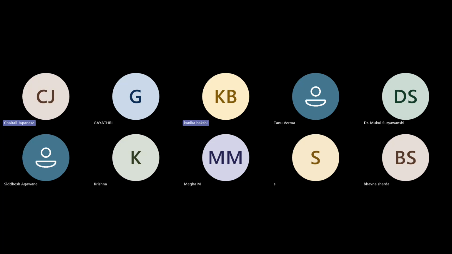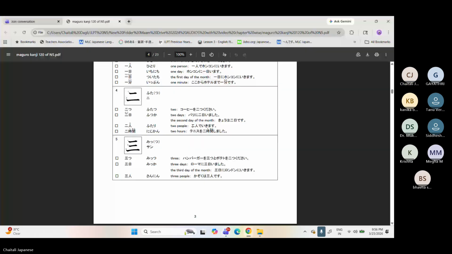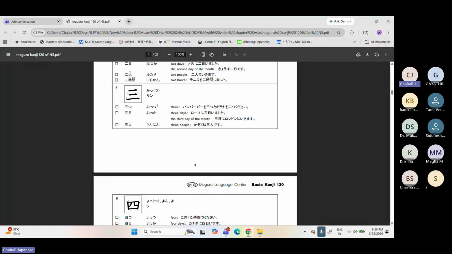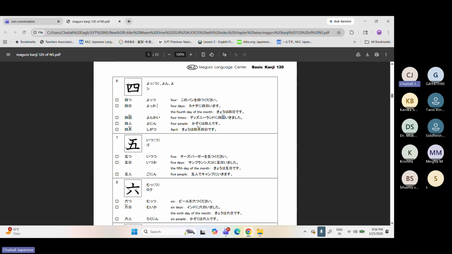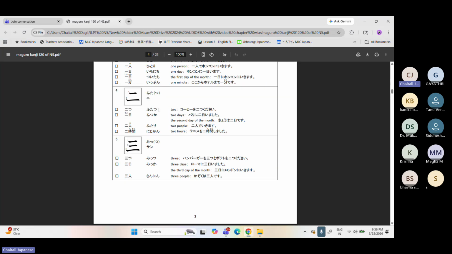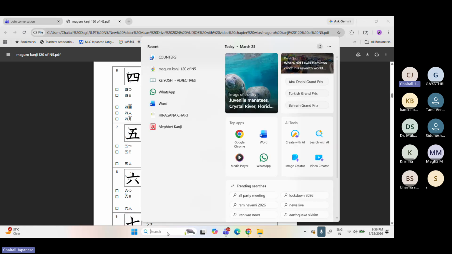Okay. So in the last class we did 1 to 5 kanjis. Today we are going to do 6 to 10, five more of them. So 1, 2, 3 were the numbers which we did. Now today we are going to look at 4, 5, 6, 7, and 8.